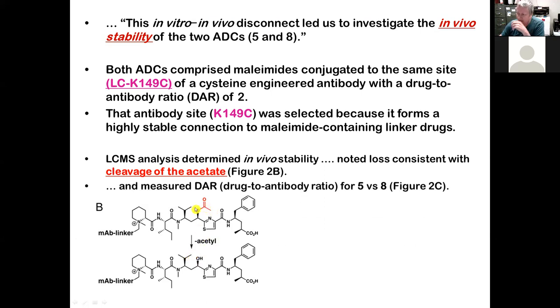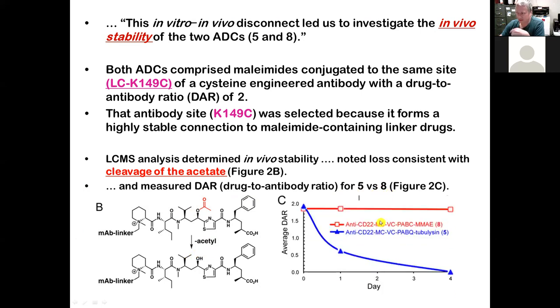Good. They measured the drug activity ratio for five versus eight, five being theirs, eight being the competing one, the auristatin one. And look at this. They were just measuring that over days. I think in media, I'm not sure if this is in cell culture media or something, but basically, look at that. The red one is the competing one. It's stable. It's like a rock. Nothing unstable about that. But their compound, oh no, it just seems to degrade, degrade, degrade. Probably loss of the acetate, right?